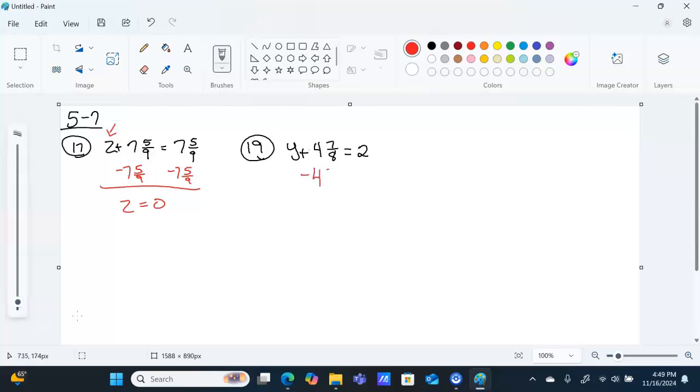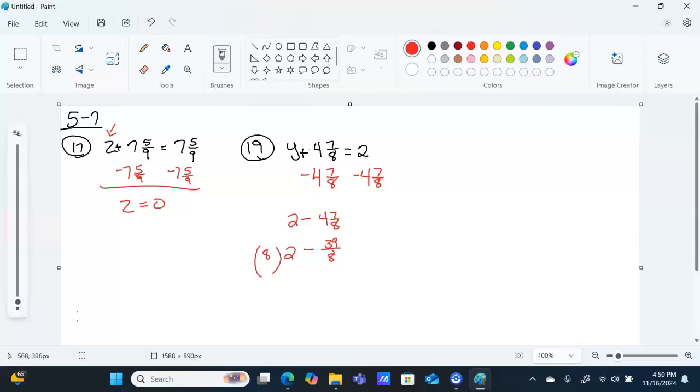On number 19, we're going to subtract 4 7/8. So I have 2 minus 4 7/8. You're going to end up with negative 2 7/8. Let me show you how you do this in two different ways. Actually, I think I want to do it as a mixed number or as an improper fraction. So 4 times 8 is 32. This would be 39 over 8.